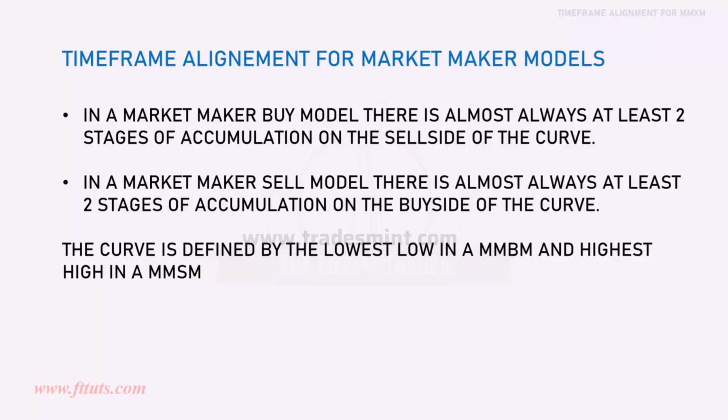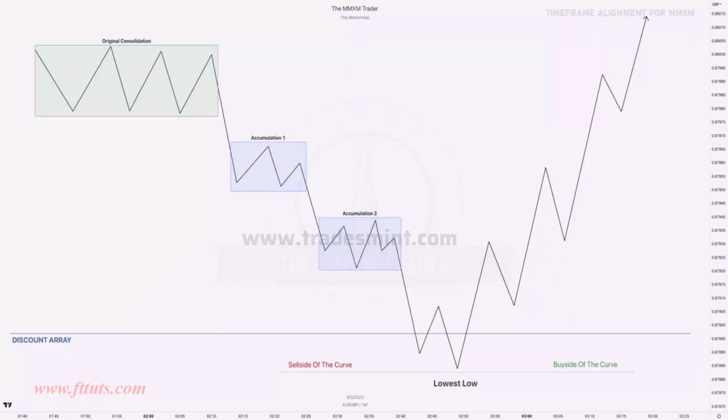So in a market maker buy model, there is almost always at least 2 stages of accumulation on the sell side of the curve, and in a market maker sell model, there's almost always at least 2 stages of accumulation on the buy side of the curve. The curve is defined by the lowest low in a market maker buy model and the highest high in a market maker sell model. So we've got this schematic for a market maker buy model over here.